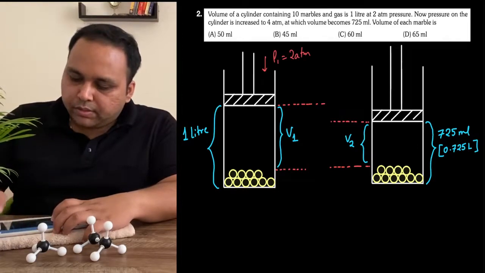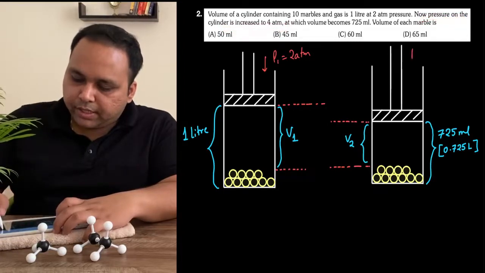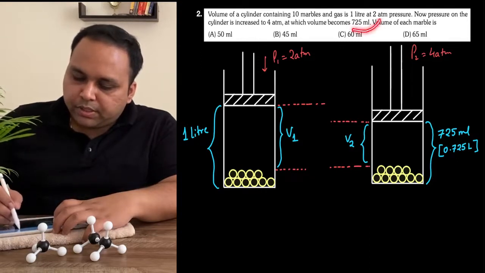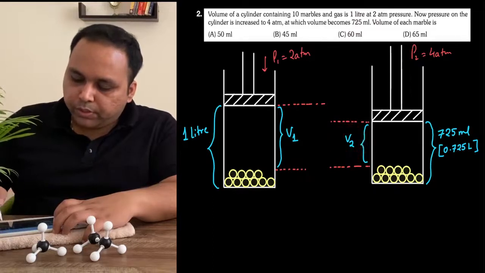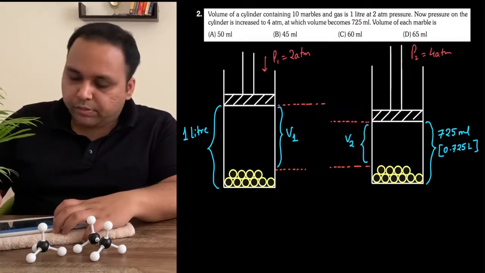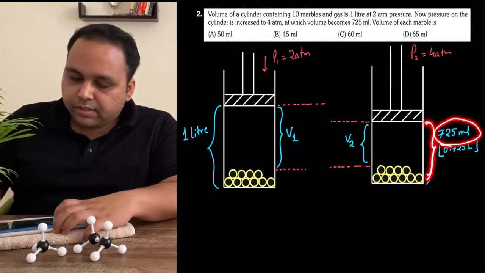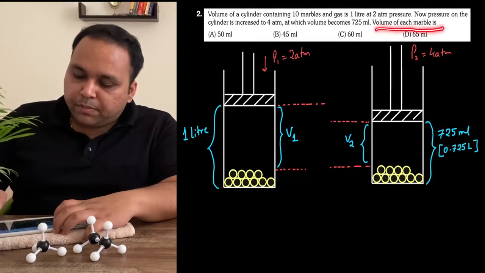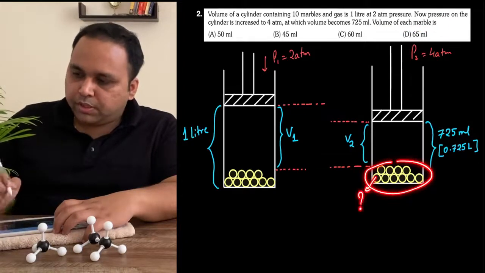Moving forward, what is given? Now the pressure on the cylinder is increased to 4 atm. So pressure in the second case is 4 atm, at which the volume becomes 725. So V2, sorry, not V2, we have marked V2 as something else. 725 is the volume of the container in the second case, the whole container. Volume of each marble is to be found out. What is the volume of each marble?